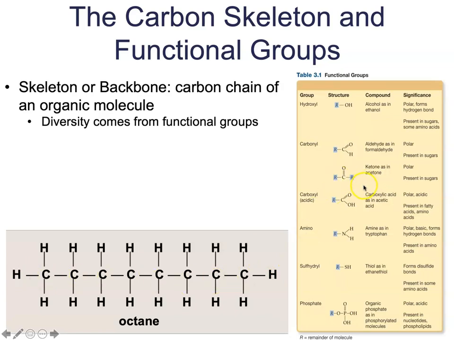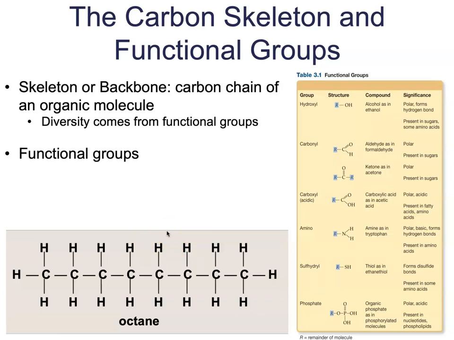In the case of a carbonyl or a ketone that we see right here, we have an R on either side. In that case, the R would be the chain going this way and the chain going that way, and we'd have a double bonded O right here in the middle. So that's a ketone, like an acetone.